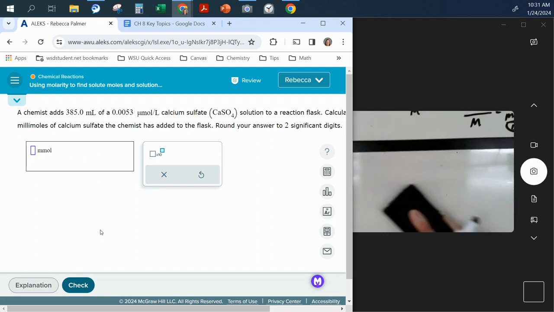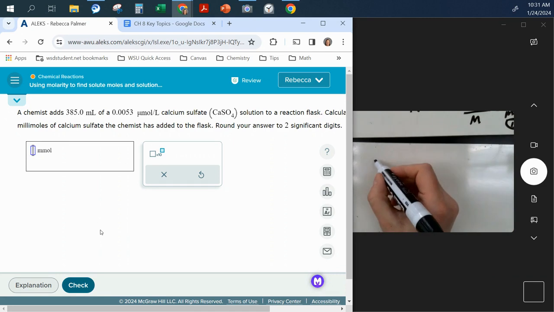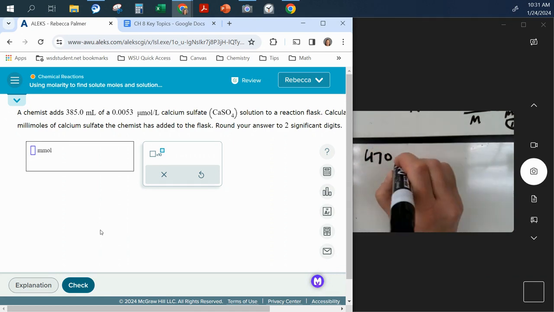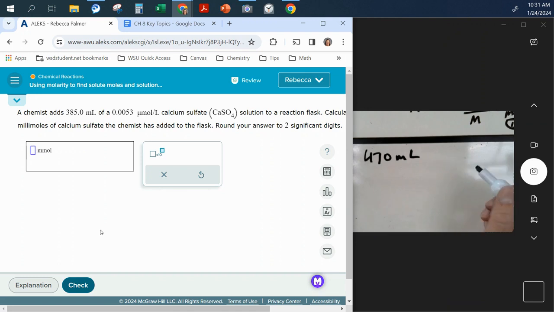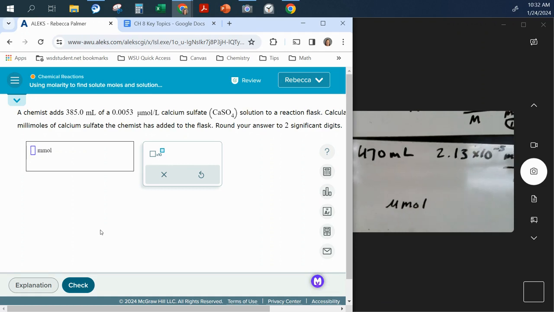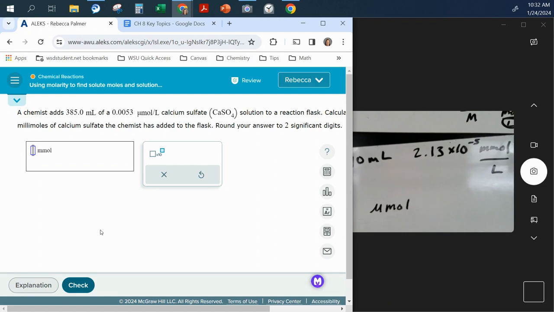So tell us what you have, Ian. So 470 milliliters. 2.13 times 10 to the negative 5 millimoles per liter. And what they want you to find is moles, just moles. Micromoles. Micromoles. So is that what that is? The upside down U is micro. Yes. Okay.